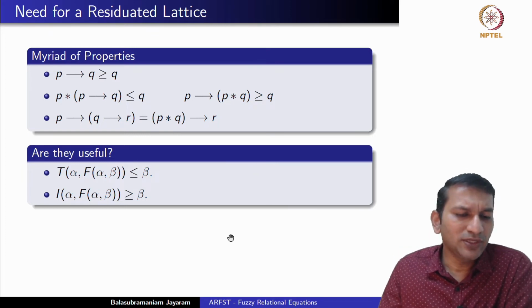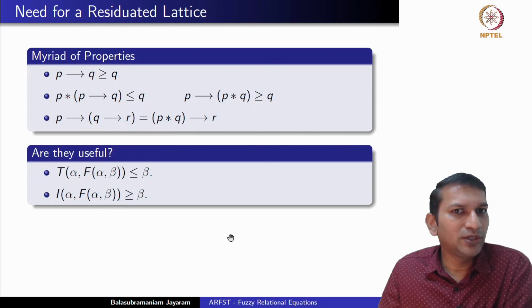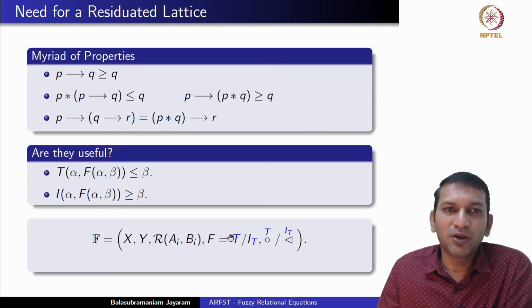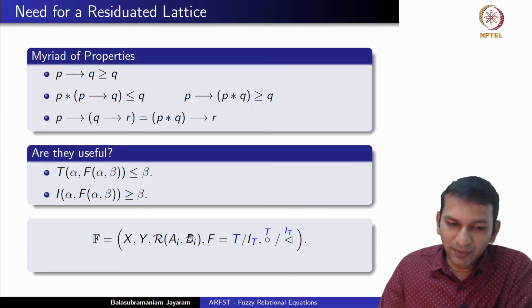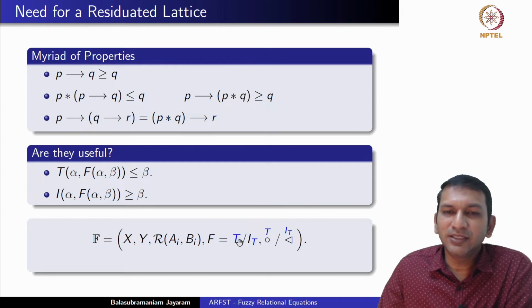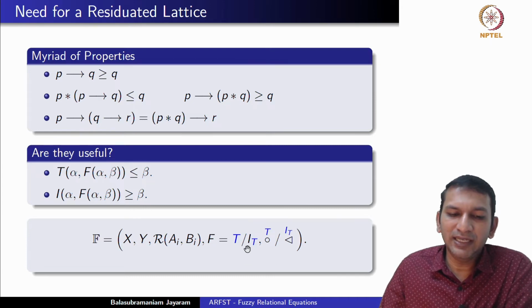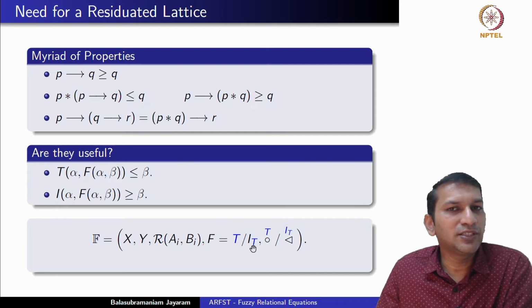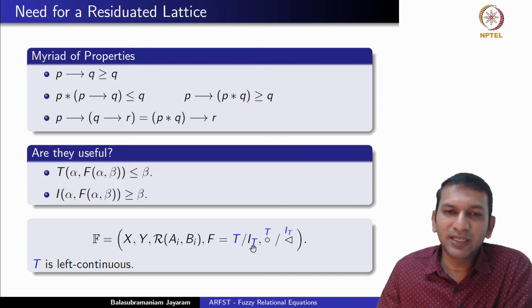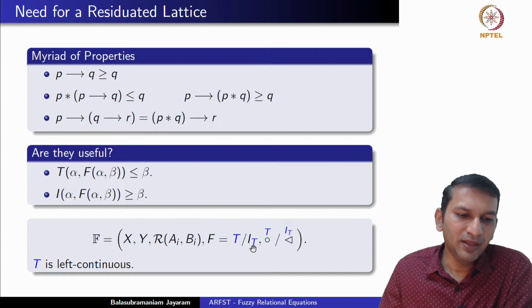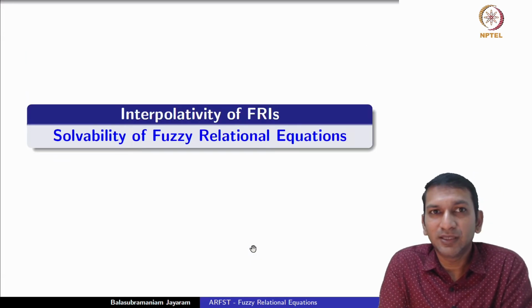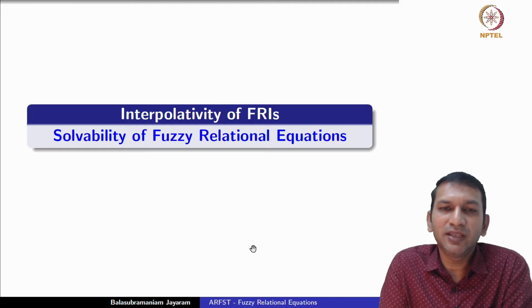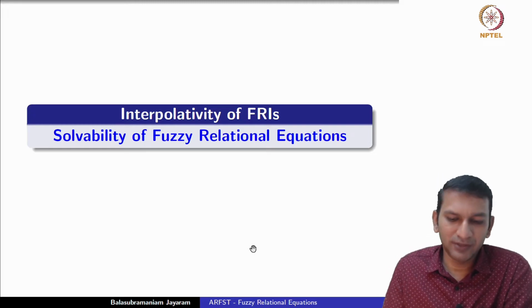So this actually once again shows that perhaps it is good to stay within the framework of residuated lattice structure. So in that sense, we will explore FRIs for the multiple-rule case in this context, where the operations T and IT are coming from a residuated lattice structure, which means, of course, T is left continuous. Now, how is studying interpolativity of FRIs in some sense equivalent to studying the solvability of fuzzy relational equations?